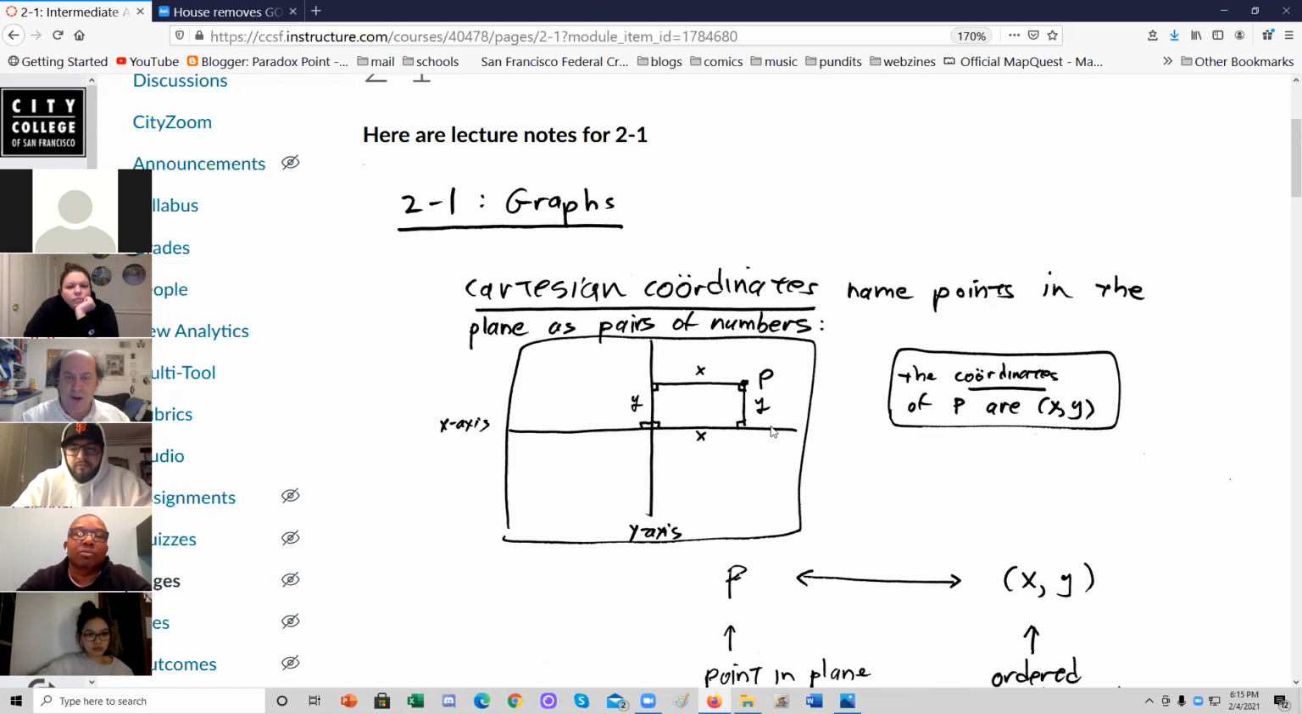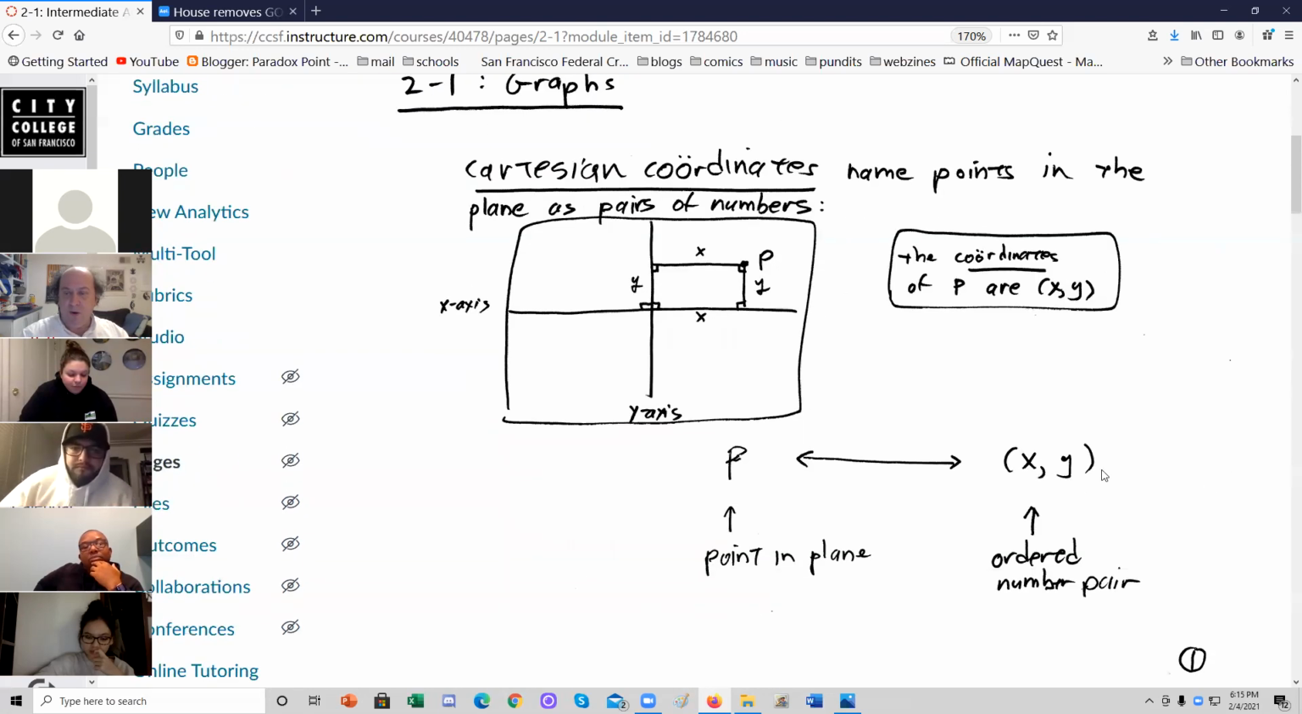The horizontal line, we'll call it the x-axis. The vertical line, called the y-axis. And for any point in the plane, you draw perpendiculars to each axis, and you get a rectangle. Since this is a rectangle, these 2 sides are equal, and these 2 sides are equal. So x is how far left or right the point is, y is how far up or down it is, and the coordinates of the point are x by y.